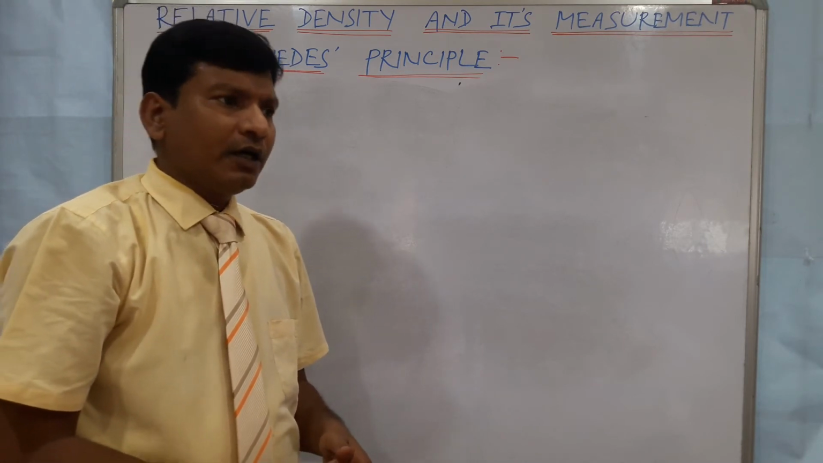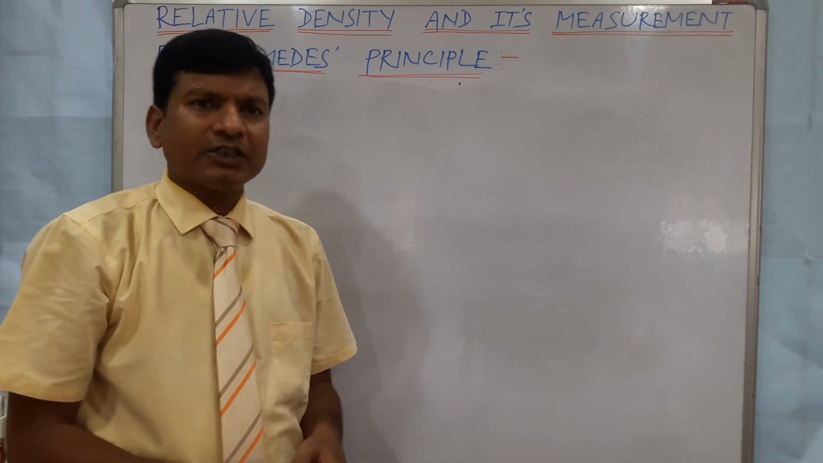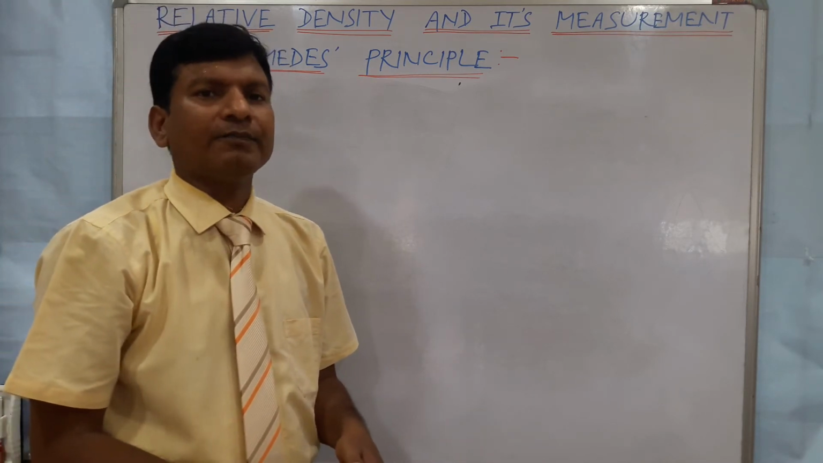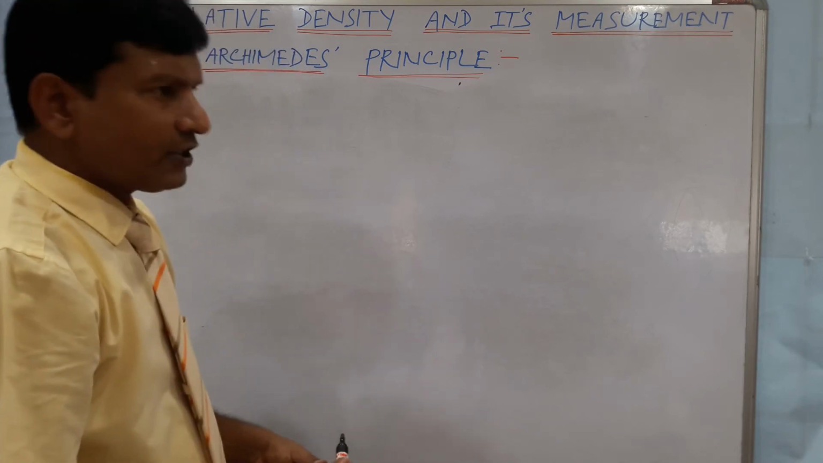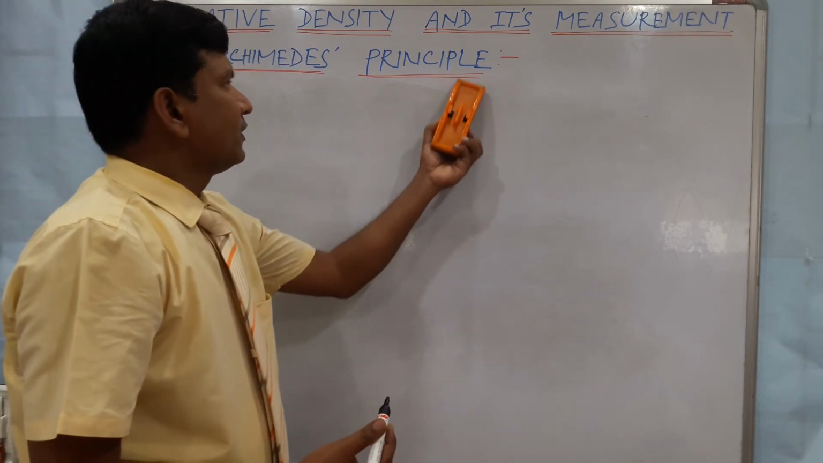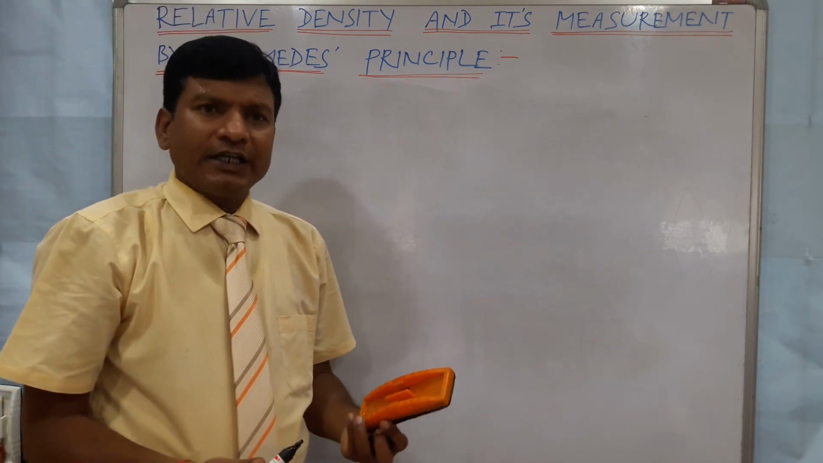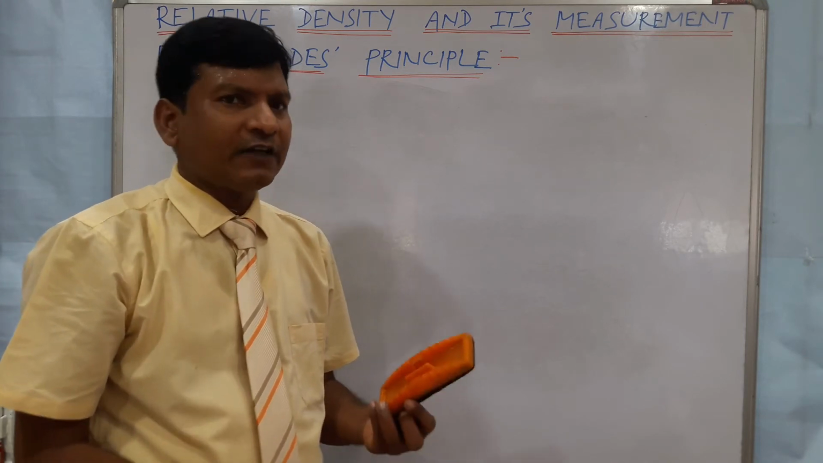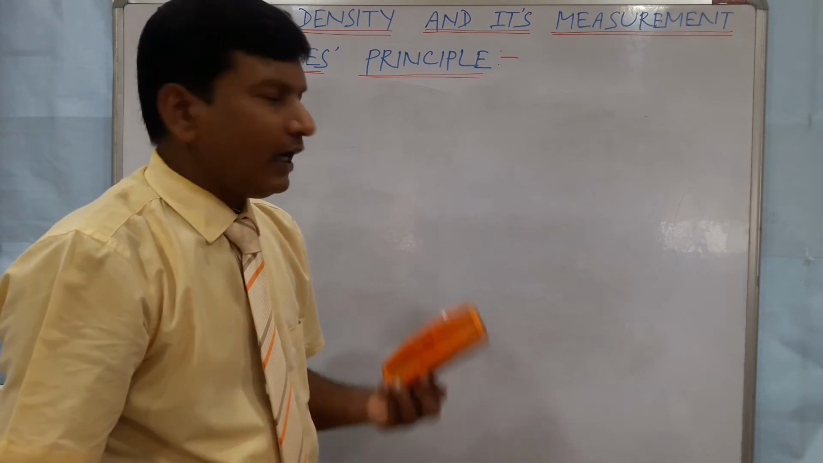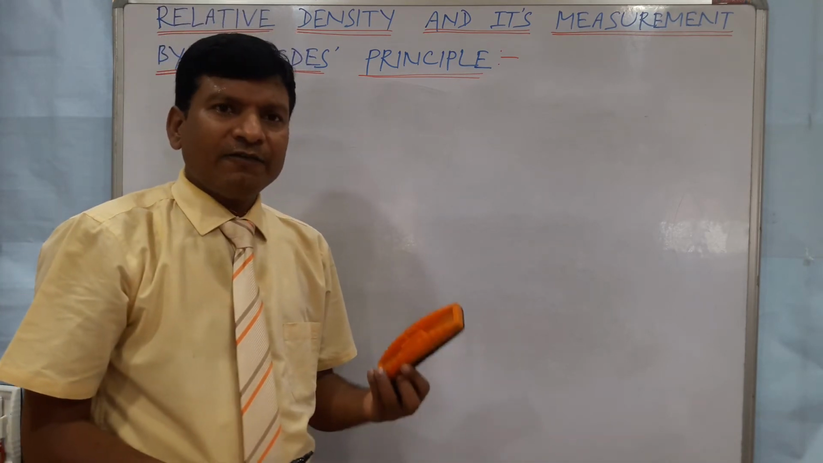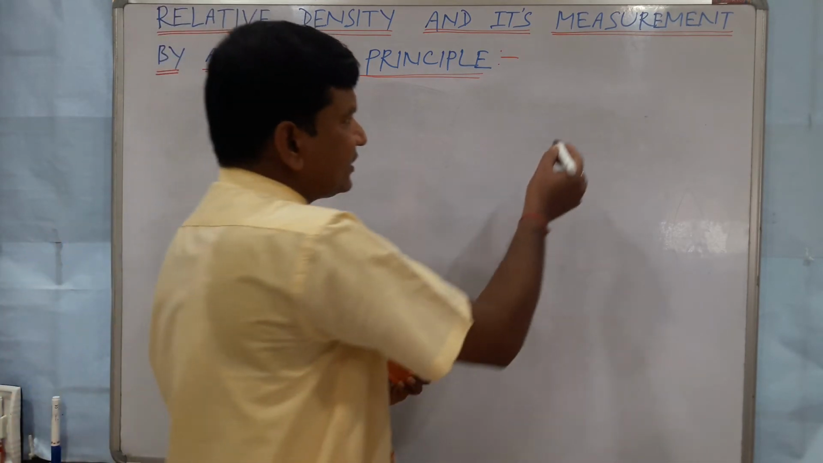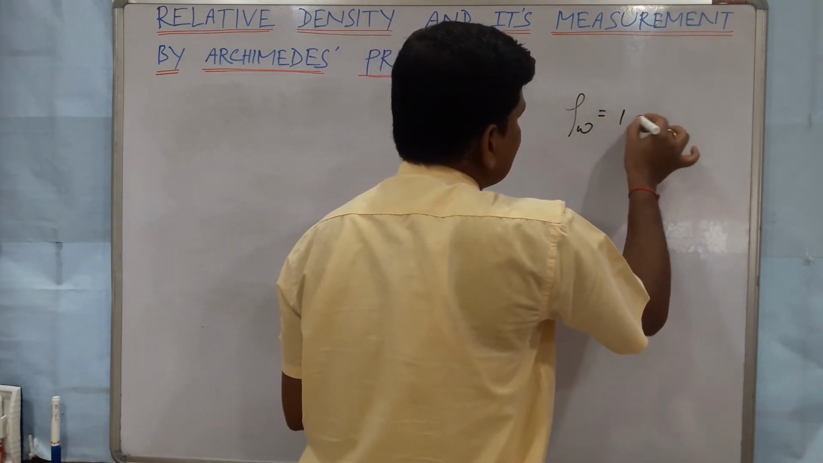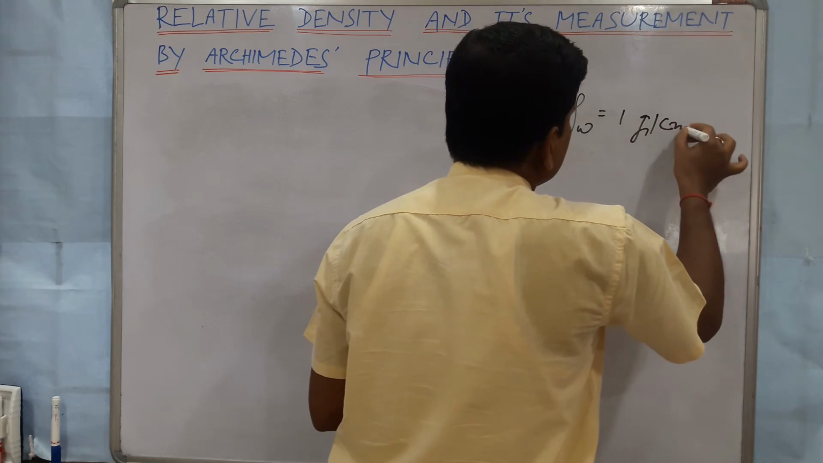How can you compare the density of the substance to the relative density of the substance? Students, you have known that the relative density is the ratio of the density of the substance to the density of water at 4 degrees Celsius, isn't it? And you have known that the density of water at 4 degrees Celsius is how much? Density of water at 4 degrees Celsius is 1 gram per centimeter cube.